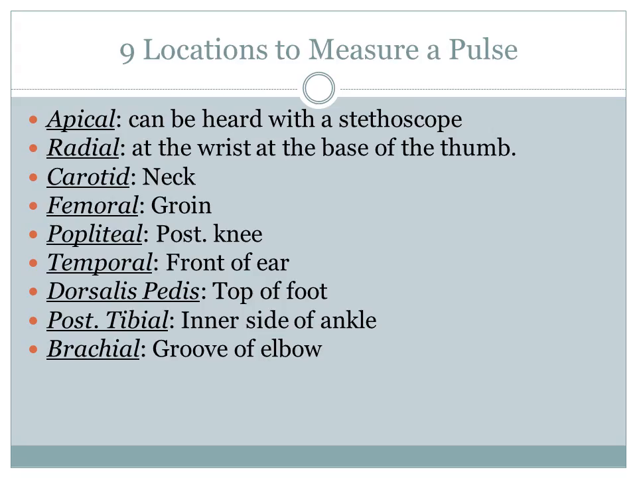There are 9 locations to measure a pulse. Apical can be heard with a stethoscope. Radial is at the wrist at the base of the thumb. Carotid is at the neck. Femoral is at the groin. Popliteal is behind the knee. Temporal is in front of the ear. Dorsalis pedis is the top of the foot. Posterior tibial is the inner side of the ankle. Brachial is the groove of the elbow.